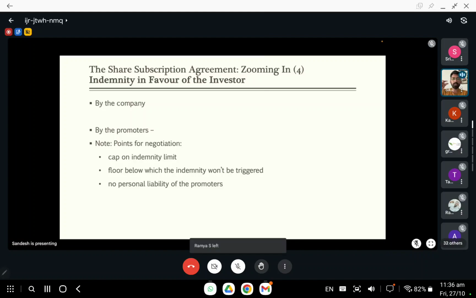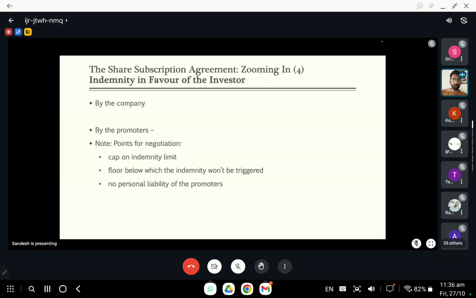The second is something called a de minimis, right? This is a floor below which the indemnity won't trigger. There are lots of fines in India, right? There are fines of 10 rupees, 100, 1,000, and lakhs of rupees also. So you'll say, don't come to me for an indemnity claim for every small amount, every negligible loss. If the loss incurred is above a certain threshold, usually about 1 to 2% of the investment, only then will you have a right to claim an indemnity. Otherwise, please don't come to me.